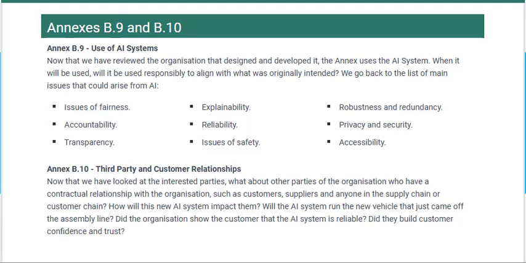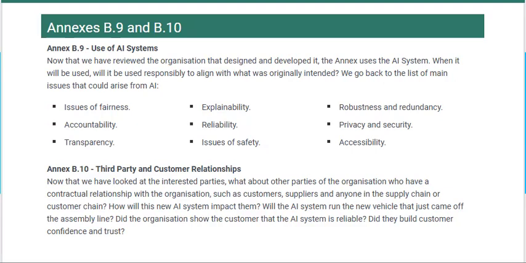Issues of fairness, accountability, transparency, explainability, reliability, issues of safety, robustness and redundancy, privacy and security, accessibility. Annex B.10 Third-party and customer relationships.